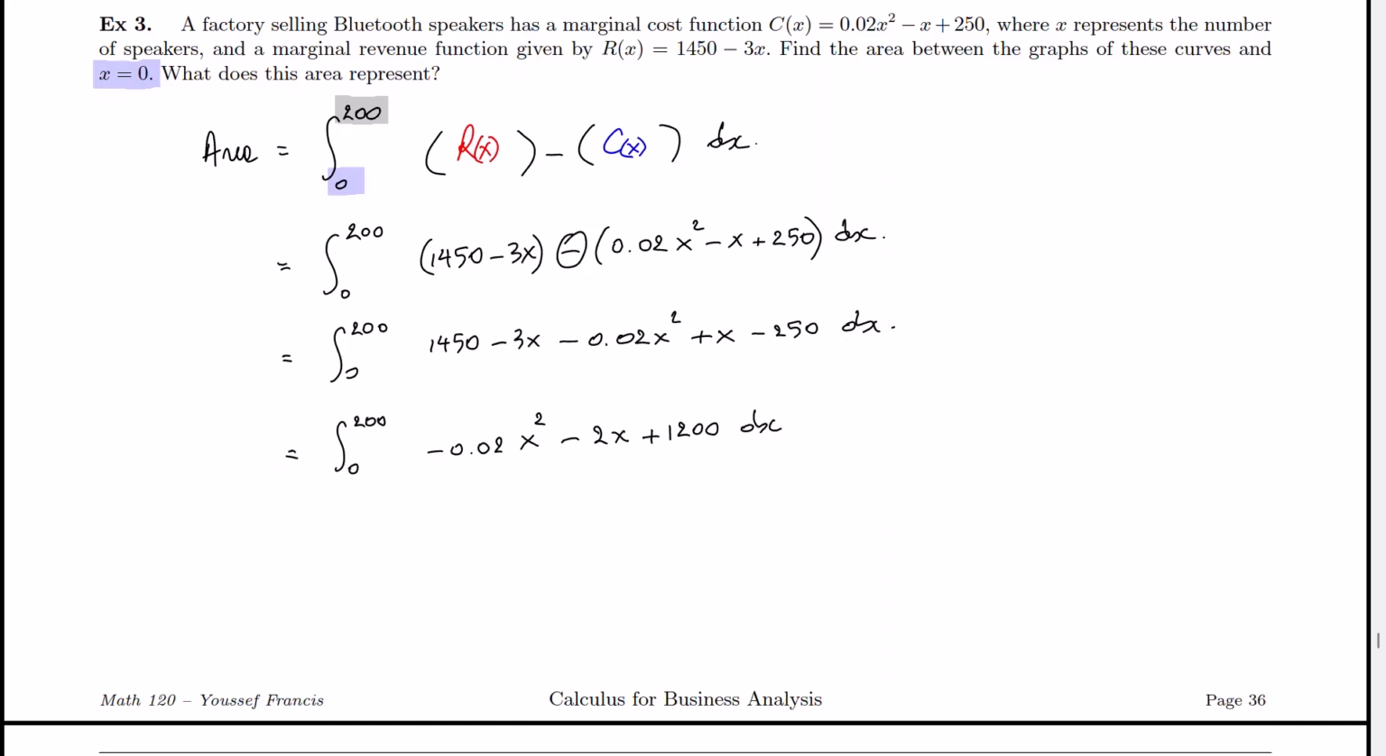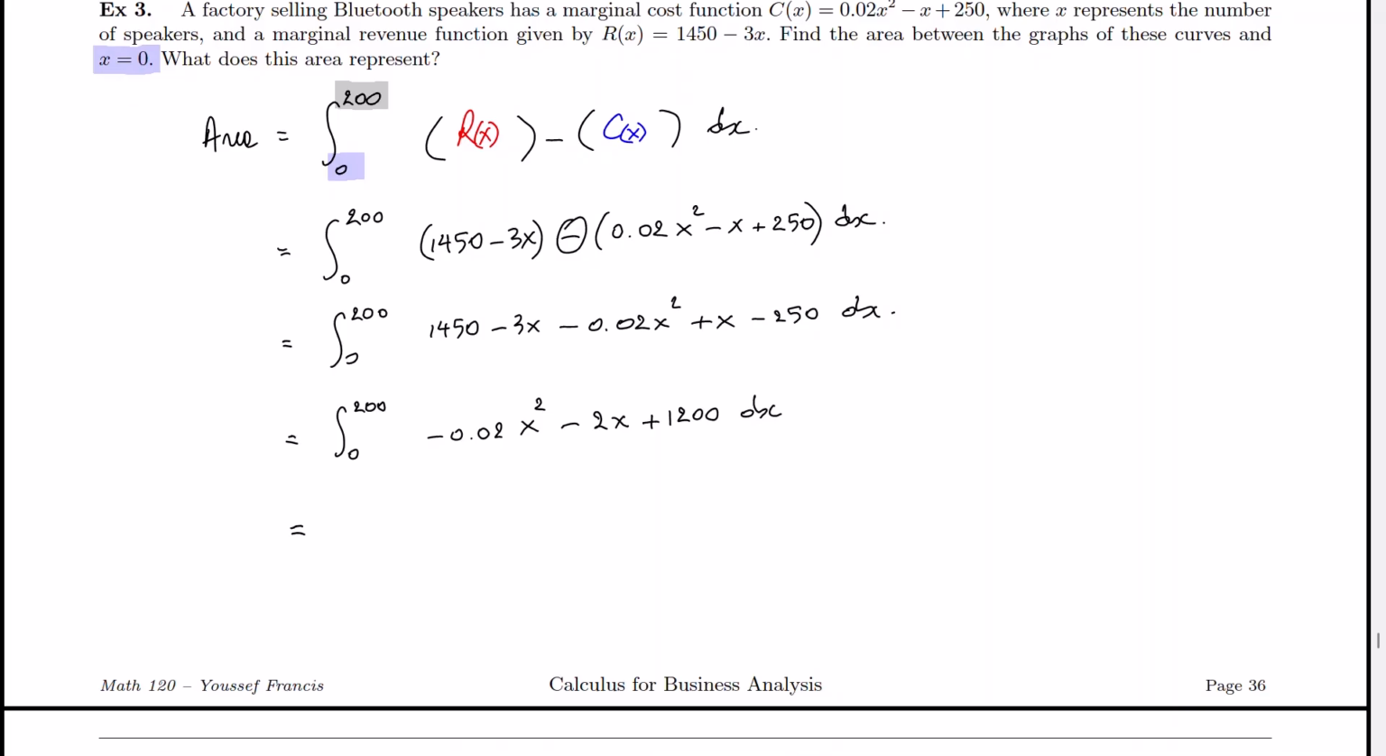Now that we've cleaned up the expression as much as possible, we can go ahead and combine, or rather integrate. So what's the antiderivative for negative 0.02 x squared? It's going to be negative 0.02 x cubed over 3. Or you can put the 3 underneath the 0.02. It does not matter. It's your choice. You can decide whatever you want to put it.